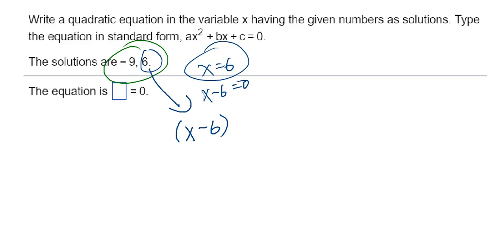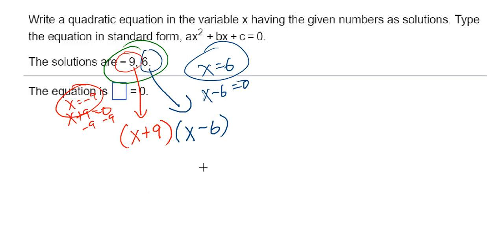What about for negative 9? If we want negative 9 to be an answer, what factor would give us an answer of negative 9? X plus 9 would give us that solution, right? So it would need to be a plus here. So when we set x plus 9 equal to 0, you subtract 9 from both sides, you get x is equal to -9. It gives you the answer that we want to get. So it still follows the same pattern. It's x minus whatever thing we want to be the solution. That's what we want to set up as our factor.